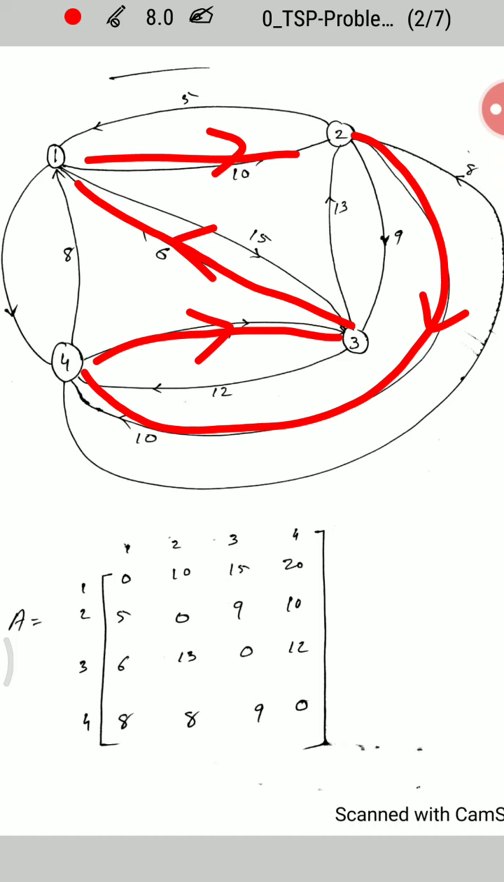In the next video we will try to design an approximation algorithm for this TSP. This TSP is NP hard.